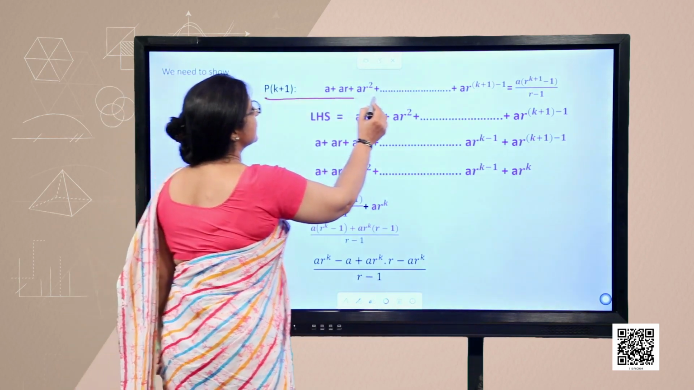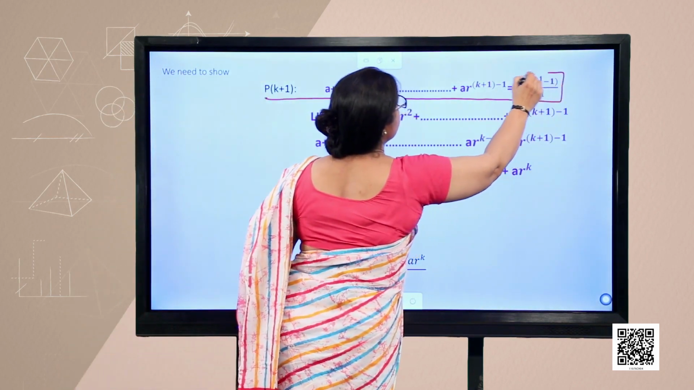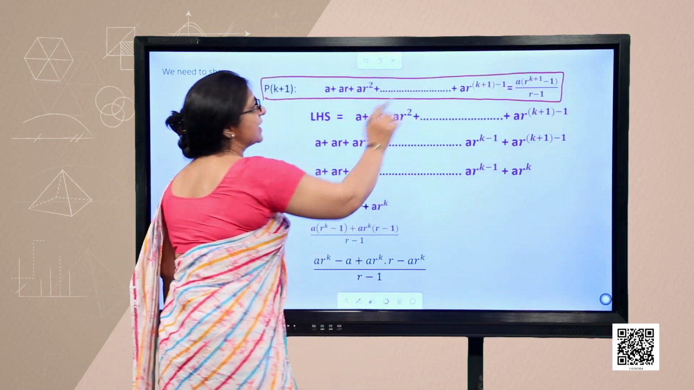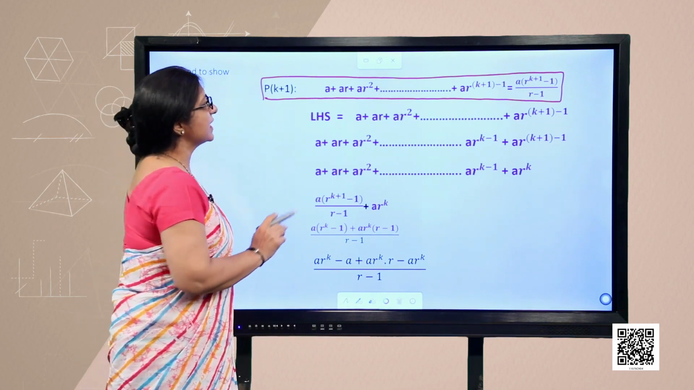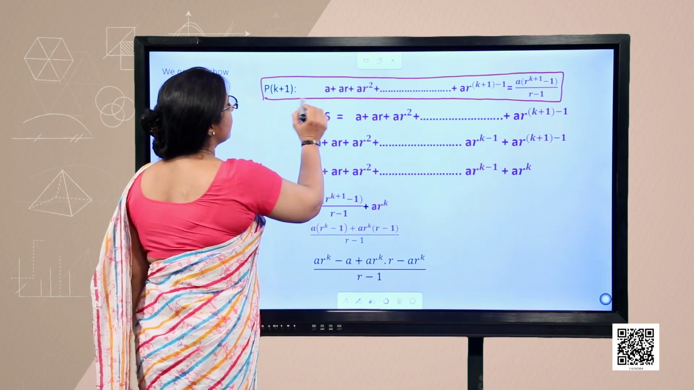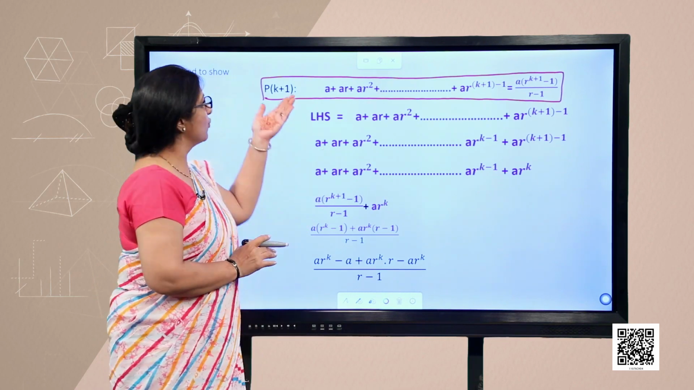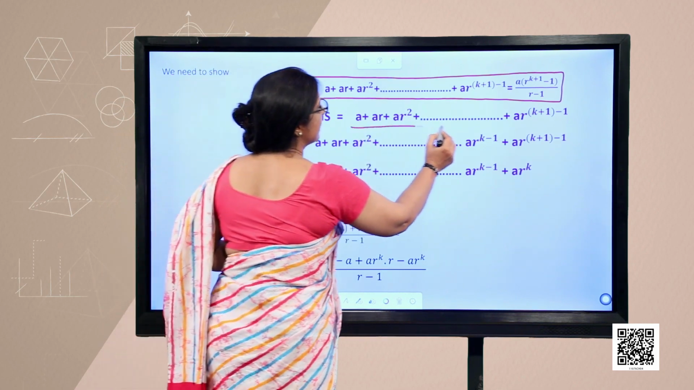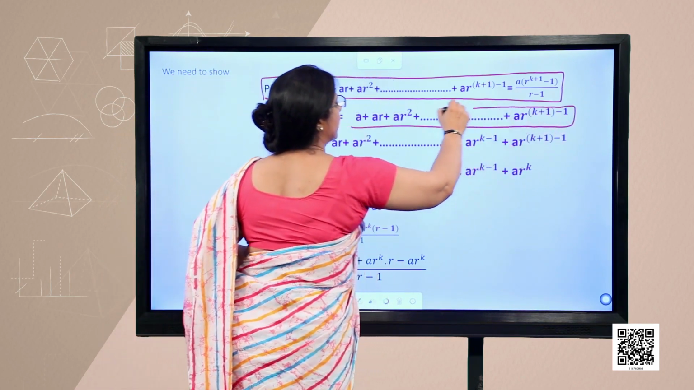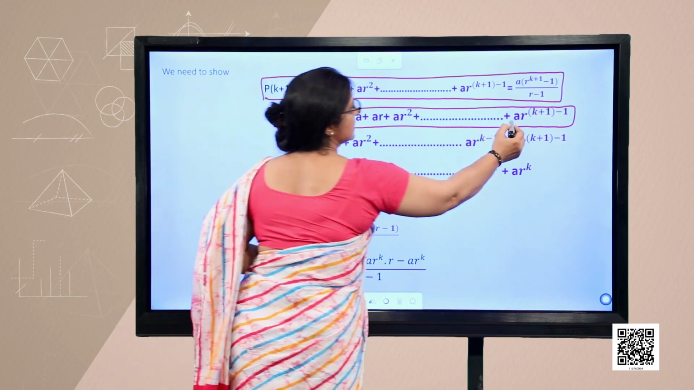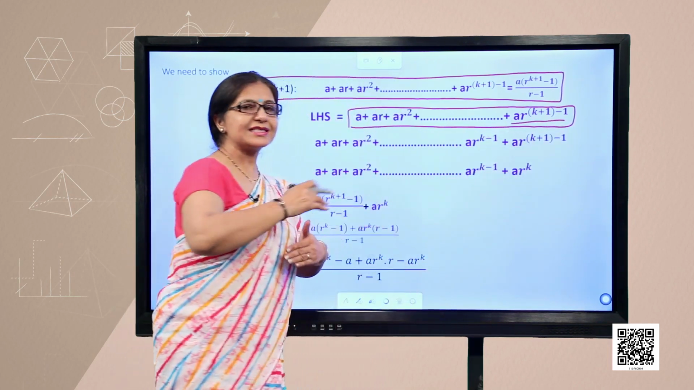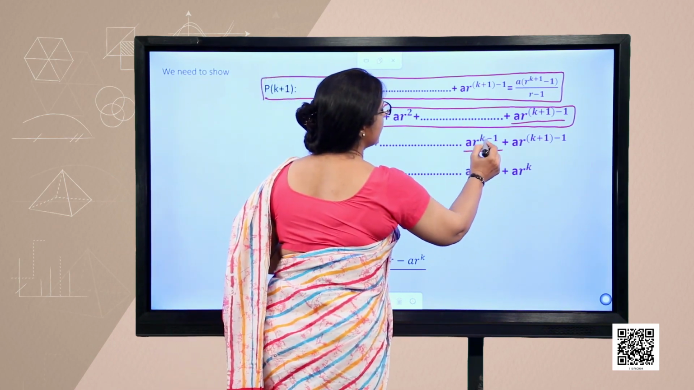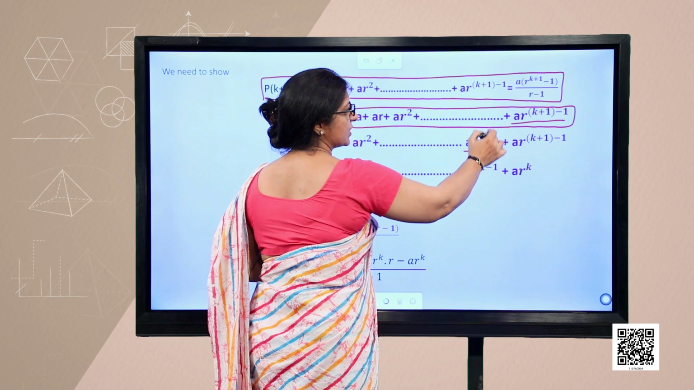Now we have rewritten this statement because we need it to prove further. The left hand side is to be equal to the right hand side. We have to prove this. First, while proving Pk plus 1, we take the left hand side. What is the left hand side? The left hand side till the k plus 1th term. This is the k plus 1th term. What is its previous term? Its previous term is ar to the power k minus 1, just previous to this.